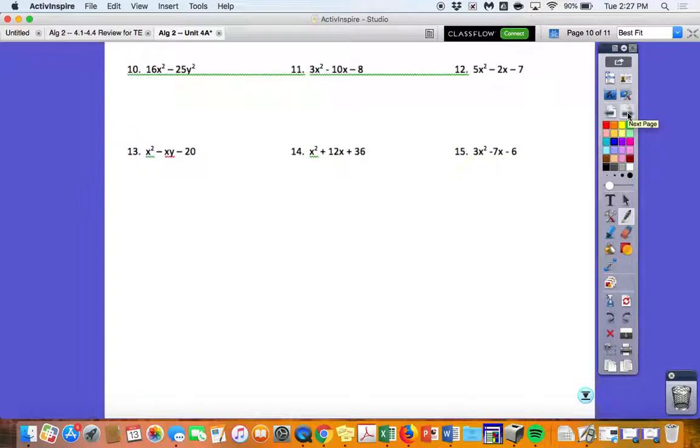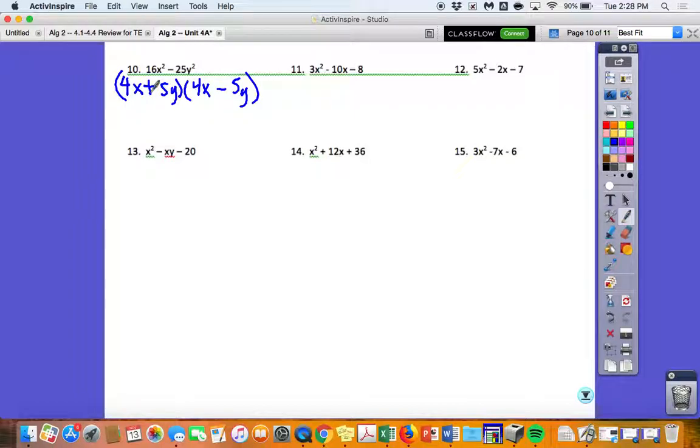Number 10, is there something common? 16, 25? No, first guy's got x's, second one's got y's. There's nothing in common. It is a binomial. It is subtraction, and oh, I can do the square root of everything. So this is the difference of two squares. So square root of the first, square root of the second, and then your signs are opposite. As long as you got different signs, it's all good.